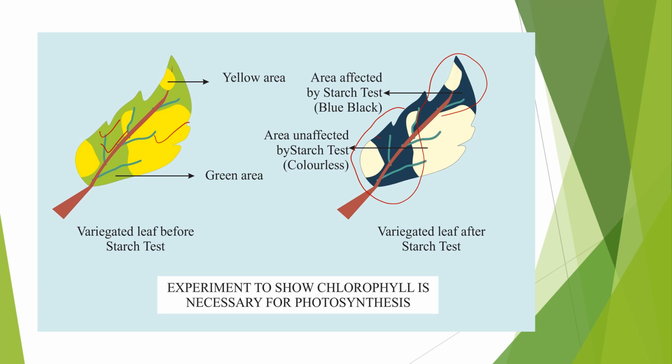So this portion, the area unaffected by starch, is colorless, whereas the area affected by the starch test has converted into blue-black. So that is proving that chlorophyll is necessary for photosynthesis and obviously for the production of starch in a leaf. So chlorophyll is very much necessary. Hence it is proved. So let us move on to the next part.